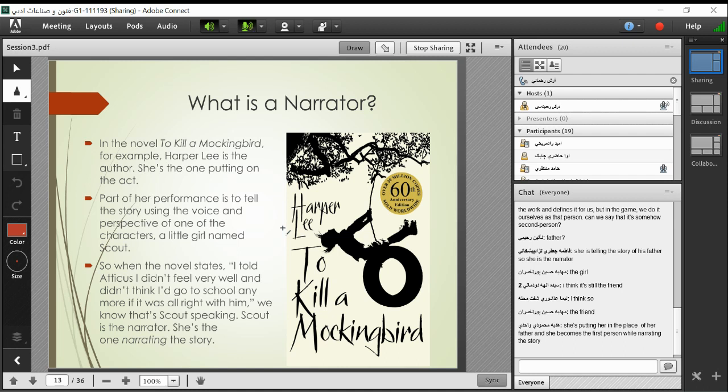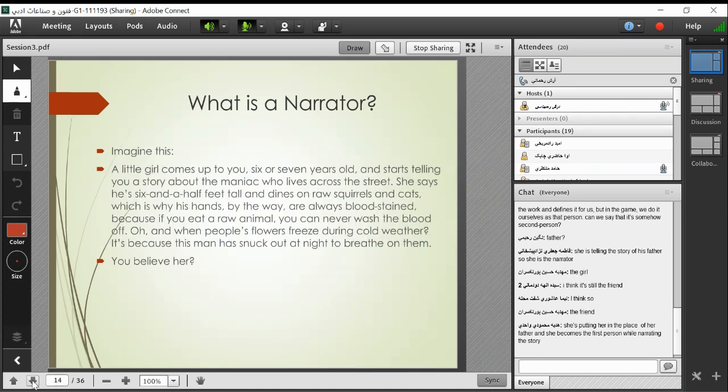But in her performance, in her written account of Atticus Finch and the black defendant, the one who tells us the story of what happened is actually a little girl named Scout. And so the narrator of the story is Scout. This is how the novel, for example, creates the character of Scout. And so when the novel says, "I told Atticus, the lawyer, I didn't feel very well and didn't think I would go to school anymore if it was all right with him," in this case, who's talking? Harper Lee? Absolutely not. It's Scout who's talking. She's the one narrating the story.